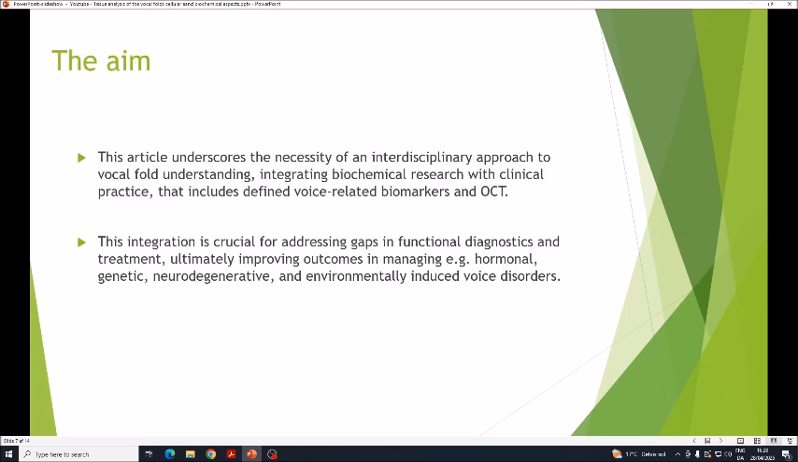The article calls for an interdisciplinary approach, combining biochemical research with clinical tools like biomarkers and optical coherence tomography. This integration is crucial for improving diagnosis and treatment of disorders influenced by hormonal, genetic, neurodegenerative, or environmental factors.